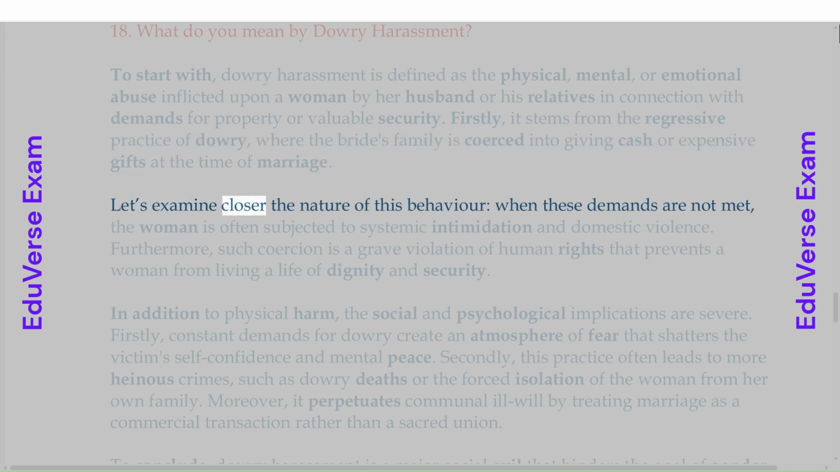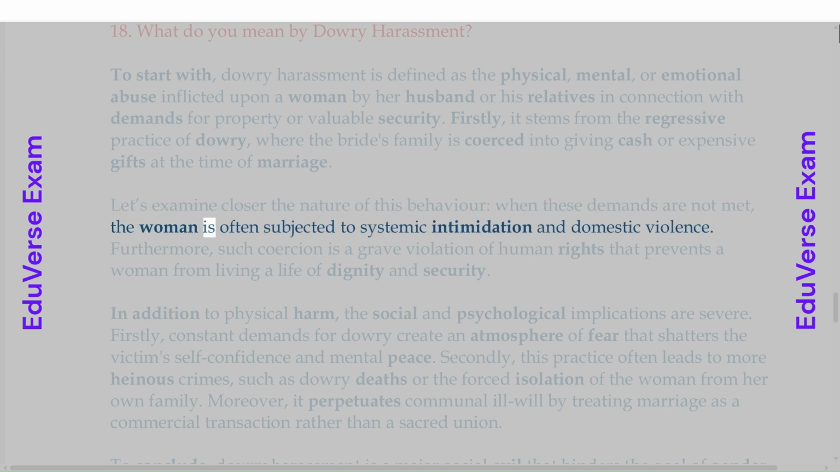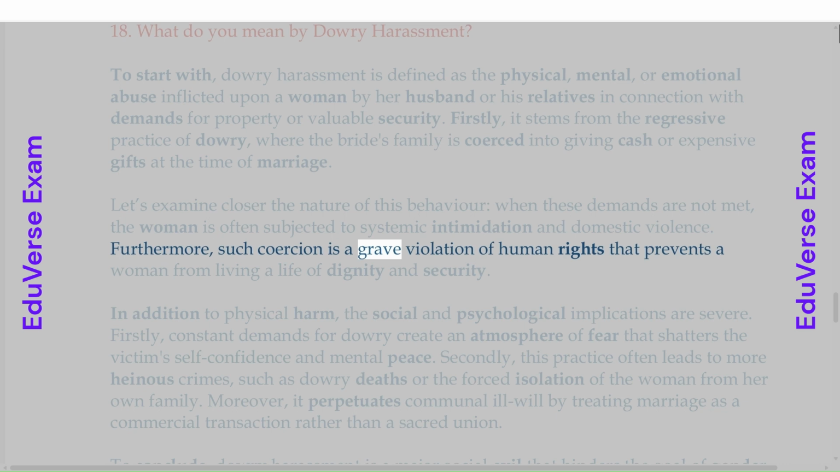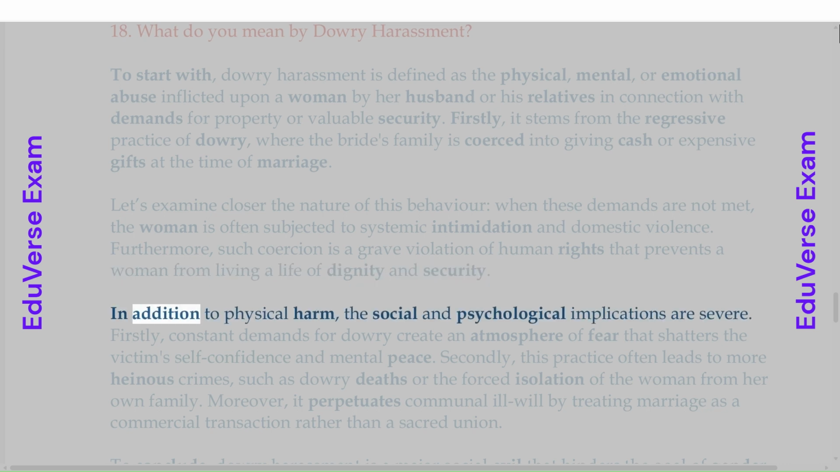Let's examine closer the nature of this behavior. When these demands are not met, the woman is often subjected to systemic intimidation and domestic violence. Furthermore, such coercion is a grave violation of human rights that prevents a woman from living a life of dignity and security. In addition to physical harm, the social and psychological implications are severe.